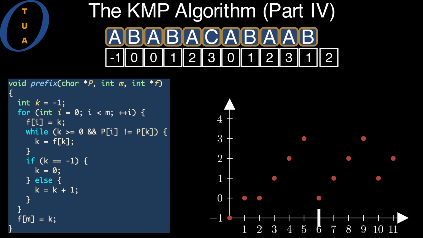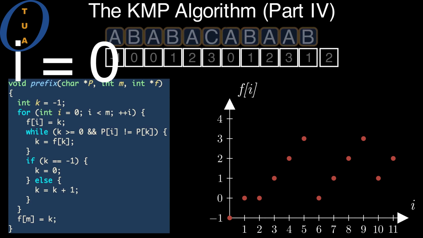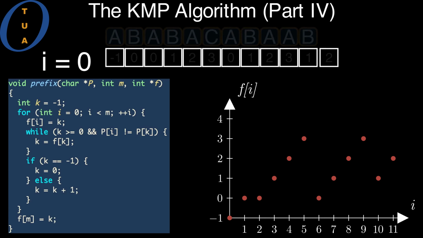The x-axis represents the length of the prefix of interest, and the y-axis represents its longest proper border. The y-axis starts at -1 instead of the usual 0 because of the special value at position 0 in the failure function. Let us start with the iteration where i is 0. We store -1 in the array.